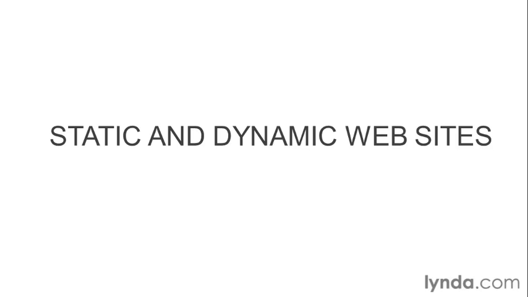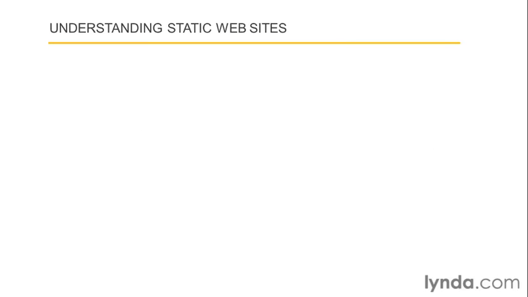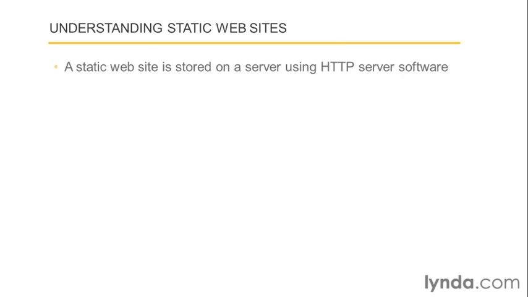Whenever you incorporate a dynamic application server into a website, it's important to understand how the process works. First, let's talk about how static websites operate. A static website is a collection of web pages, cascading stylesheet files, image files, and other related assets.